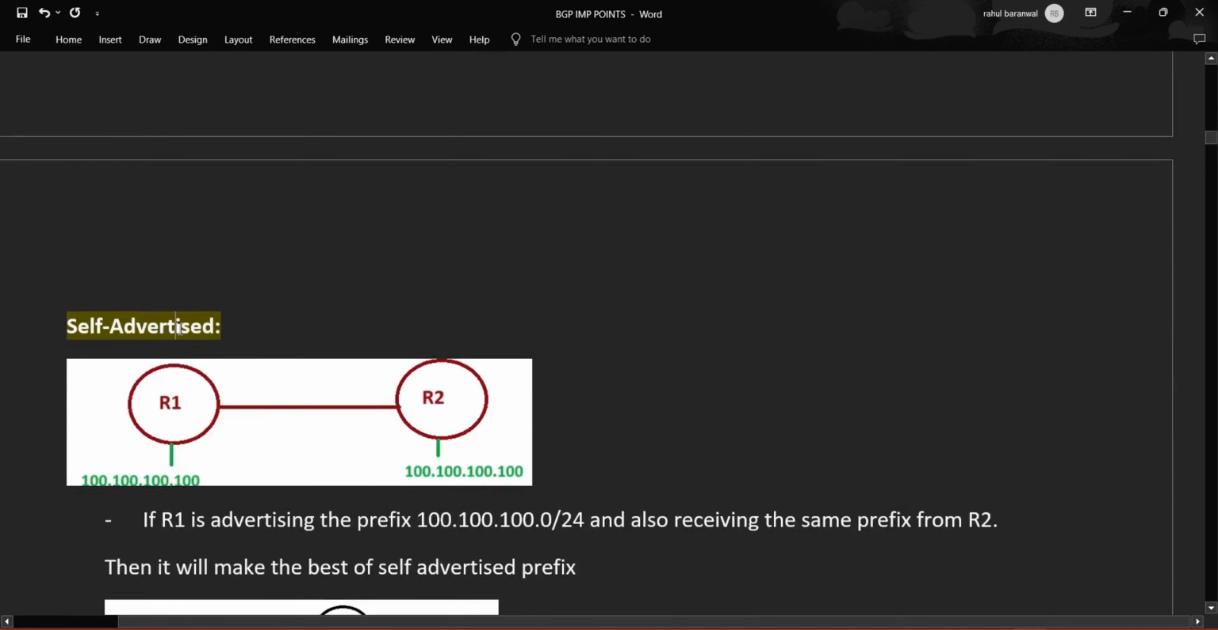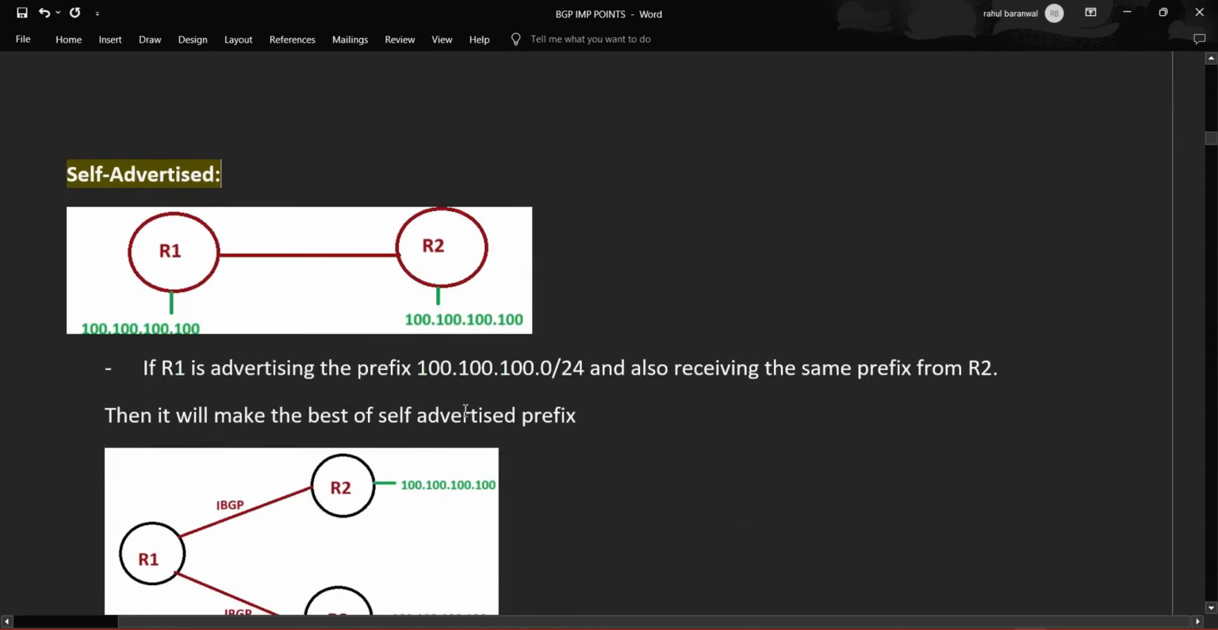Okay, now let's suppose that we have one topology, and in that topology we have only two routers, R1 and R2. Here R1 is advertising a prefix and the same prefix is being received from R2. Okay, then R1 will make the self-advertised prefix best. It will not make the prefix that is received from R2 the best. Okay, so we need to keep that in mind.